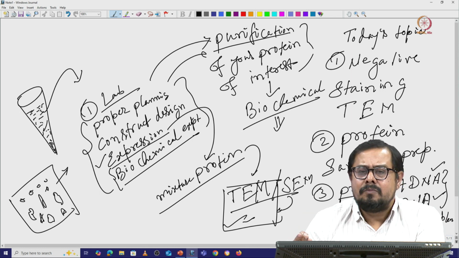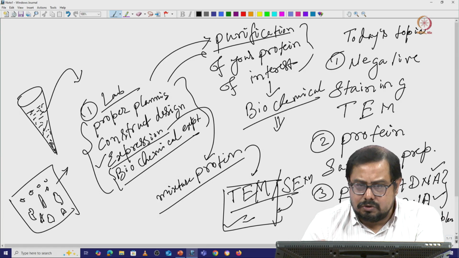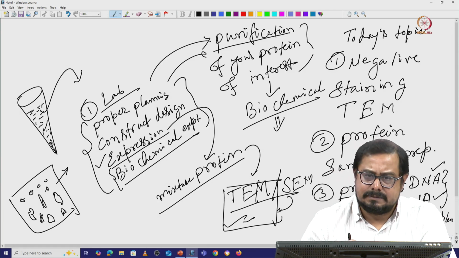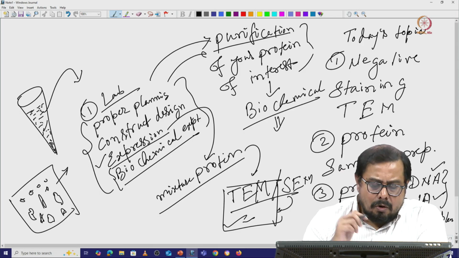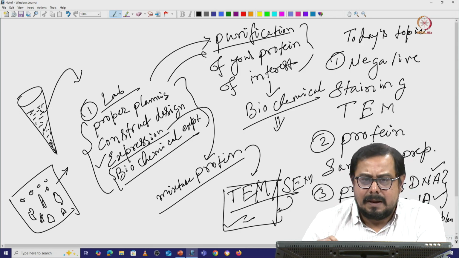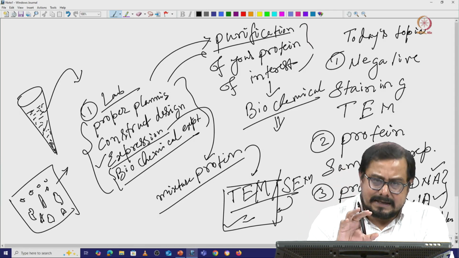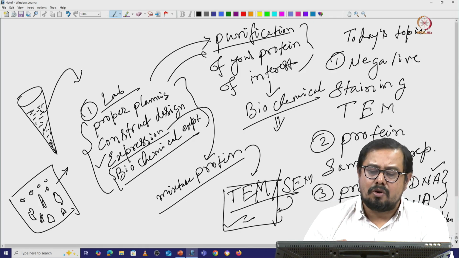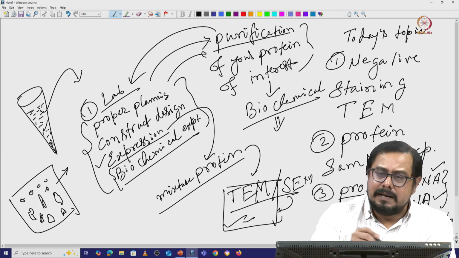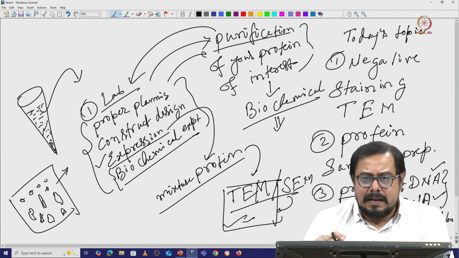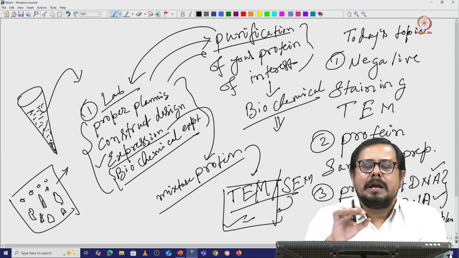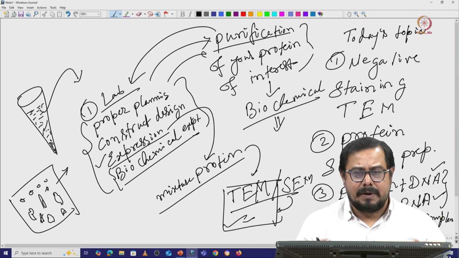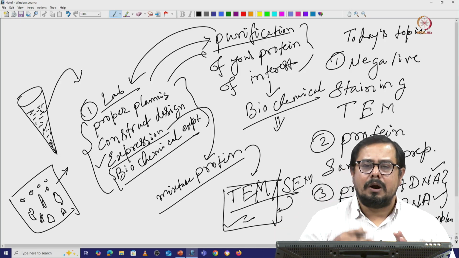So, sometimes we have to use ITC, SPR or MST, some kind of biochemical and biophysical experiment you have to show. At the same time, whenever you purify a protein, first thing first, you should check how homogeneous your protein is. If the protein is not homogeneous, you should go back and redo this experiment again. Until you get a very homogeneous protein, it will be better to work in the laboratory and try to get a better sample before you try cryo-EM or TEM.